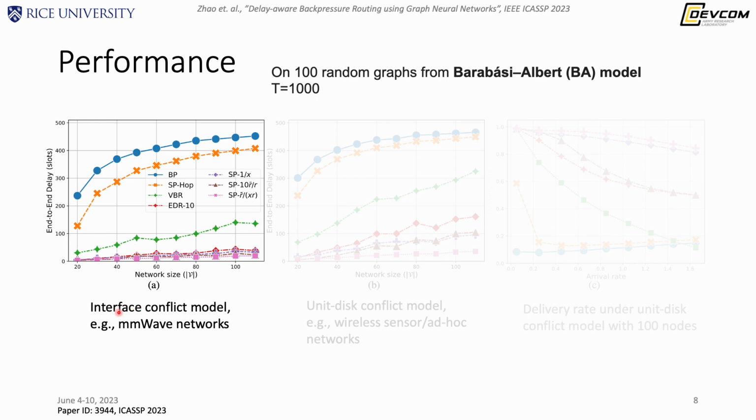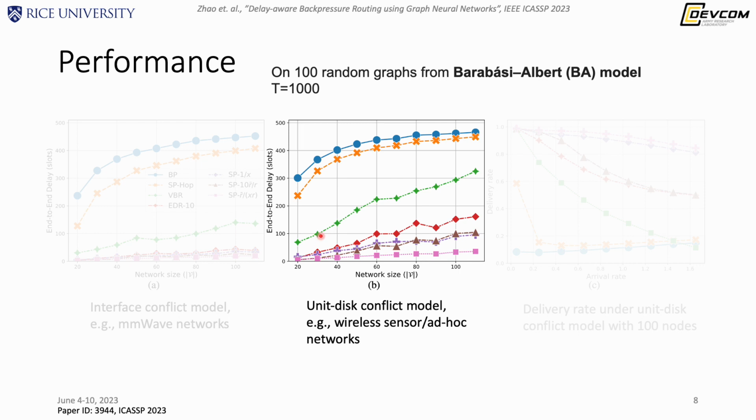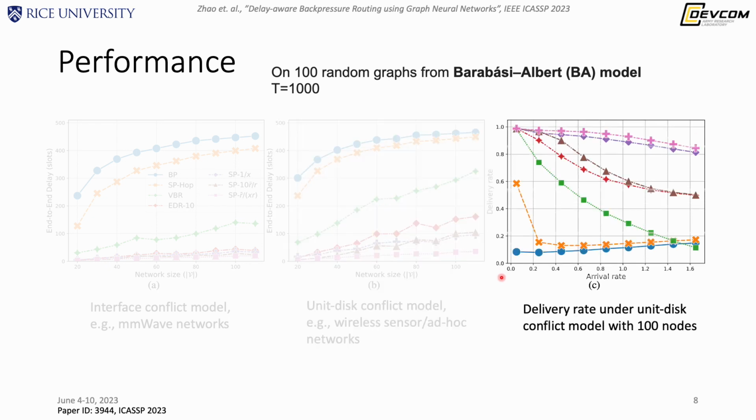This test is on the interface conflict model, which simulates, for example, millimeter wave networks, which have a lower conflict degree. When the conflict degree increases, such as under the unique disk conflict model, representing wireless sensor and ad hoc networks with omnidirectional antennas, the delay of every algorithm increases, but our approach still maintains the best. Finally, we compare the delivery rate of these algorithms under different traffic loads. We can see that as traffic load increases, our approach maintains the highest delivery rate.